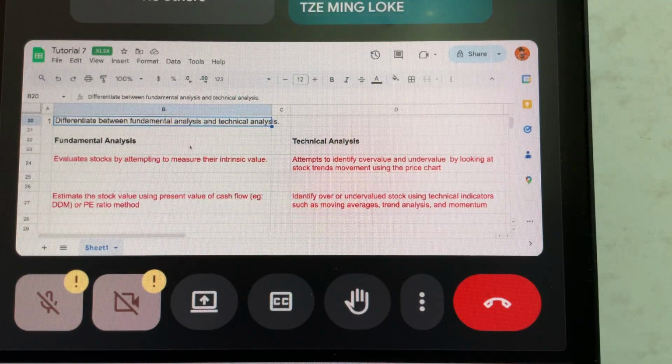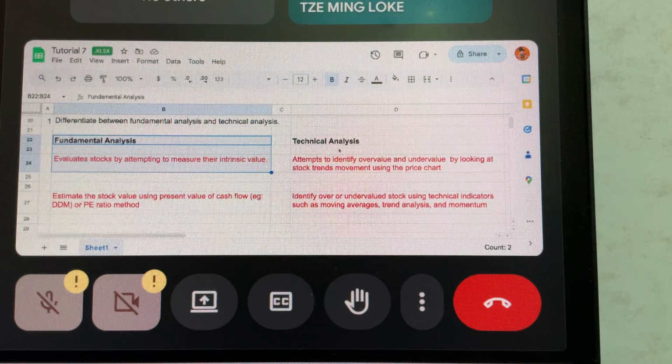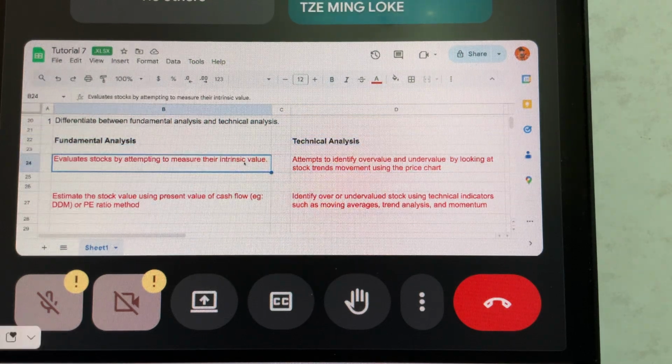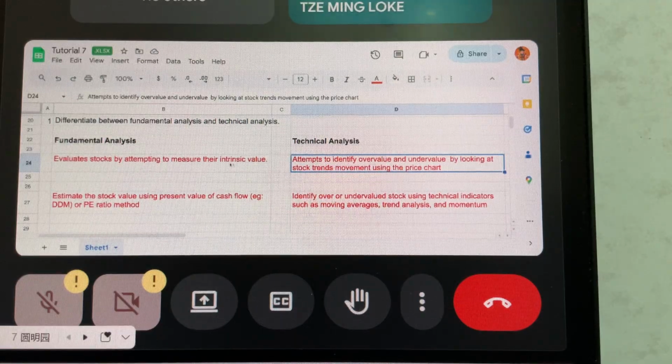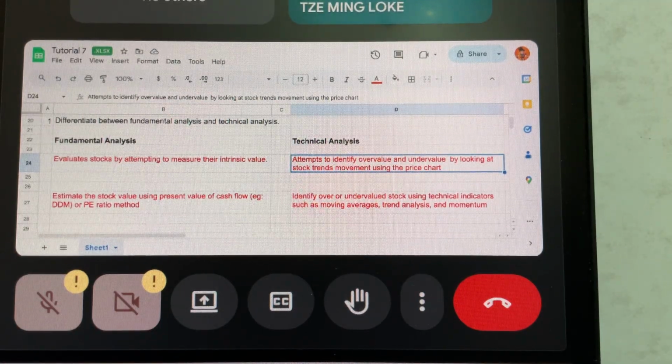differentiate. So for differentiate, the easiest way is to put it side by side, and I want to see the difference. If this is white, this is black. Don't say this is white, this is big. That's not the difference.